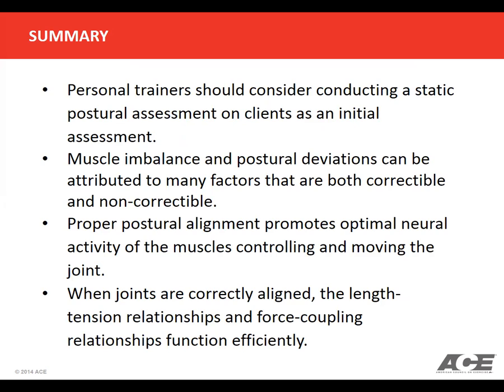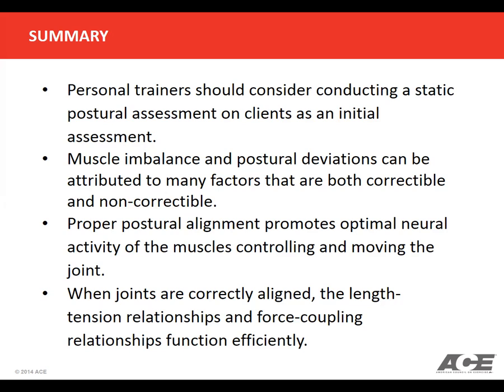Imbalance and postural deviations. Some things you can fix, some things you can't. Again, what is imbalance? Like I told you before, if you use it as a measure of whether somebody is stronger doing a bicep curl versus a tricep extension, there are mechanical principles involved in that, as well as the overall fact that this muscle can lift 40 pounds versus 50 pounds or something like that. So you've got to understand those properties as well, which this book's not really going to get into.